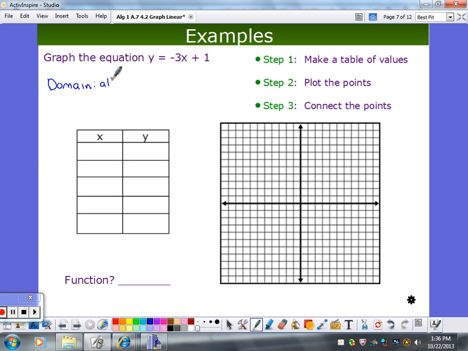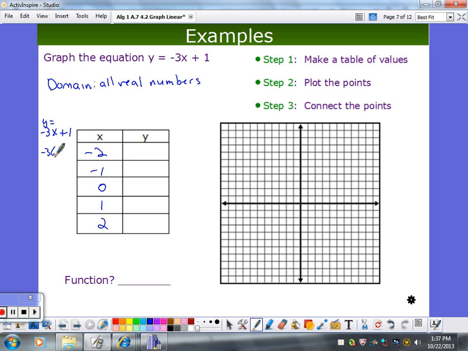The domain is all real numbers. Now, I can't graph all real numbers, so let's take a sample of those numbers. What are good ones to try? Yeah, we want to pick something that makes it easy, right? Keyword, easy. So are you going to pick 1.5 million? No, easy numbers. And what are we doing with the numbers? Well, you multiply them by -3, and then you add 1.